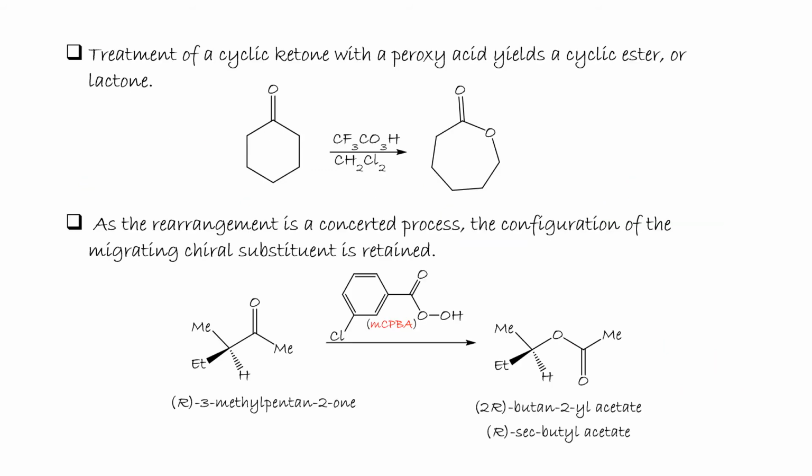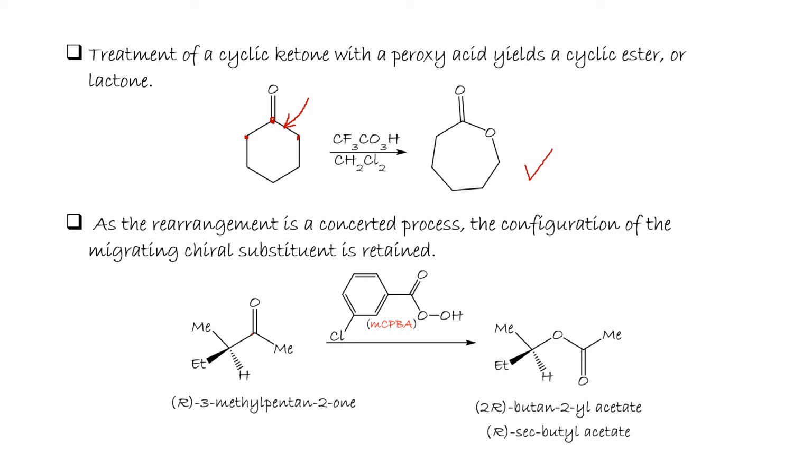Treatment of cyclic ketone with a peroxy acid yields a cyclic ester. Here we have the carbonyl, we have carbon, carbon, right and left. This molecule is symmetric, so either one can migrate, so oxygen will get inserted in here to form a lactone, a 7-membered ring.